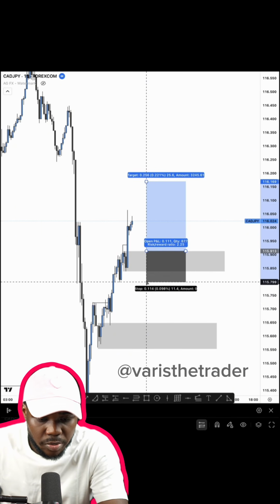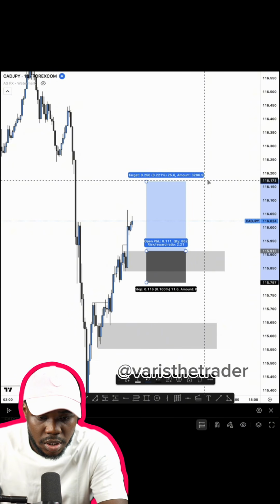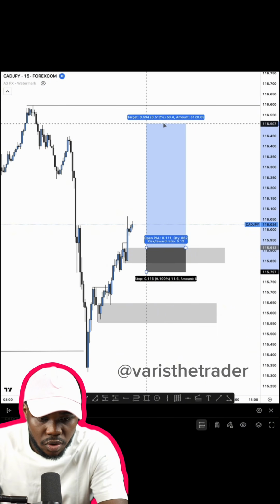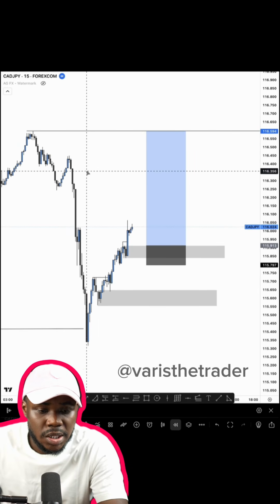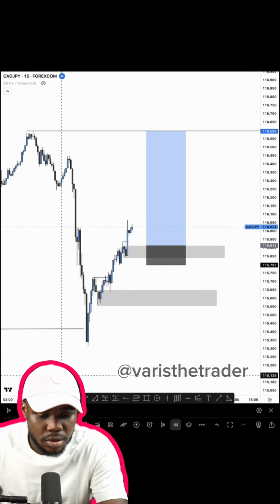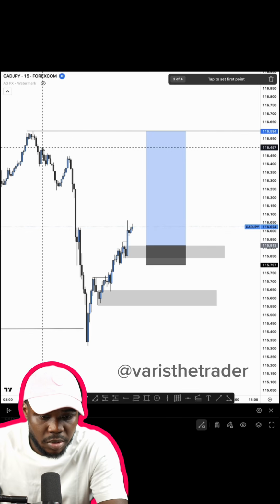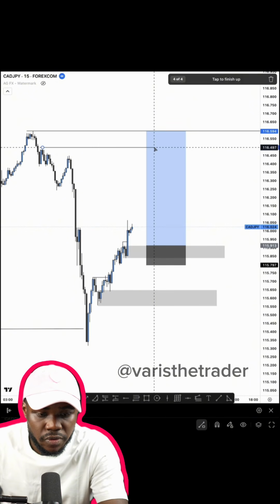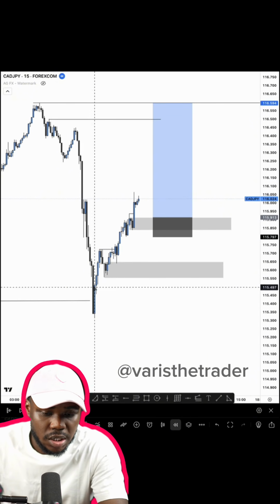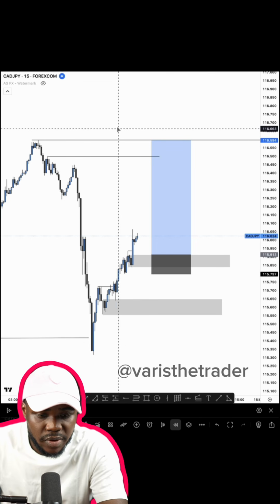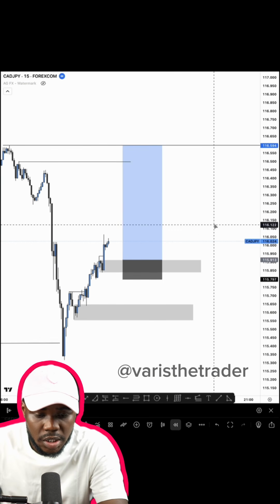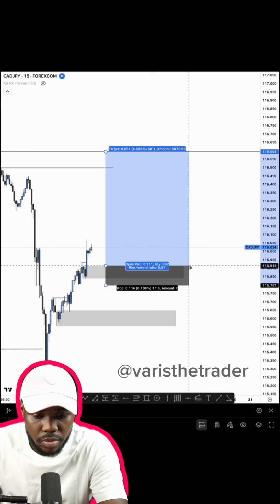So you can decide to put your stop loss below here or below here. I'm going to put it below here, and you can target the draw on liquidity. Now usually I would target internal range liquidity, which will be somewhere around here for my take profit. But because of the kind of momentum that price is pushing with, it is certain that price will definitely take out this draw on liquidity. So let's play price and see if we get an entry.